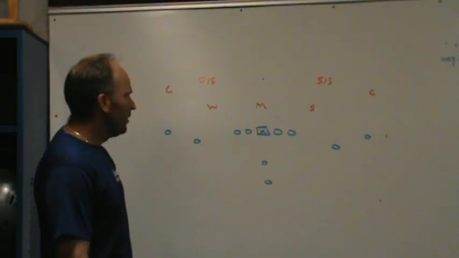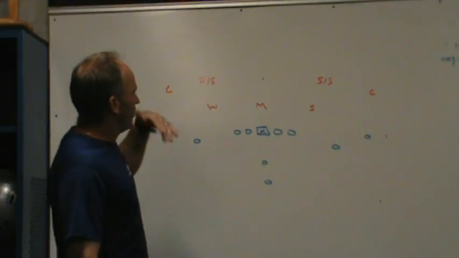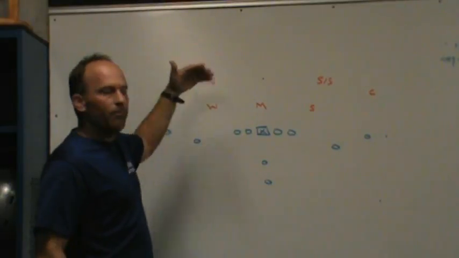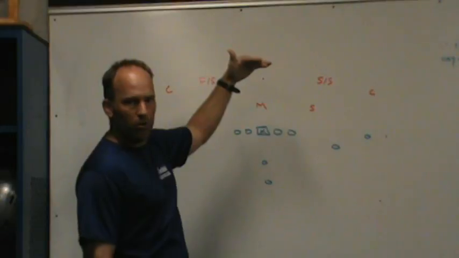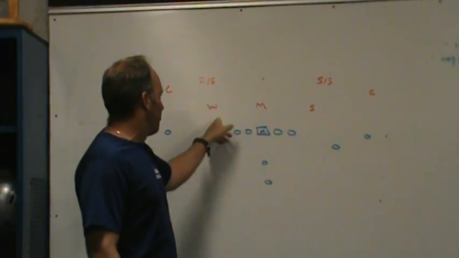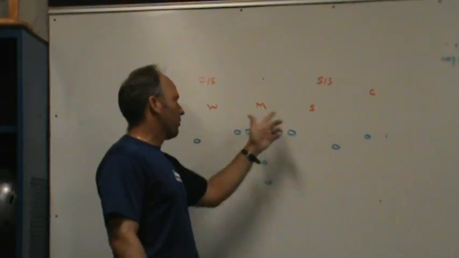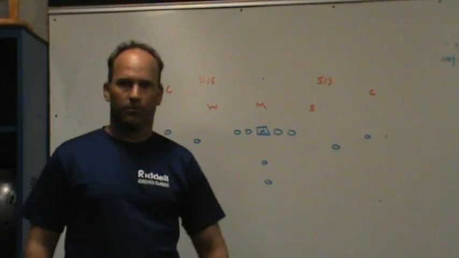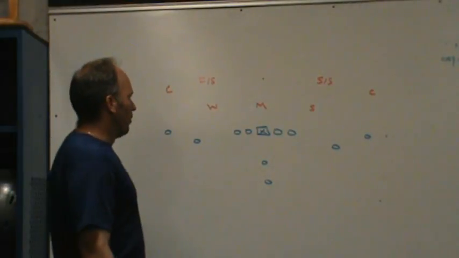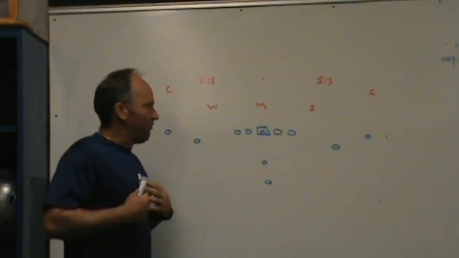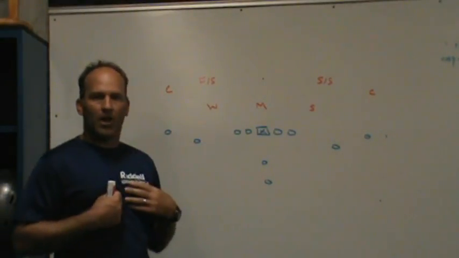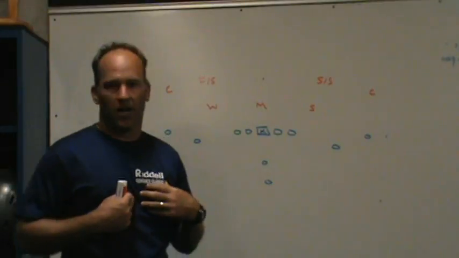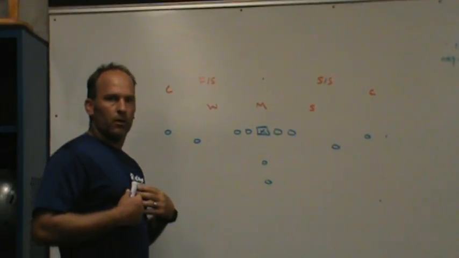All right. Now, the first way that I have it drawn up is a 2-high structure with corners off the ball, and both apex linebackers inside the number 2 receiver. So what that tells me as an offensive coach is that the 2-high structure is a middle of the field open concept.